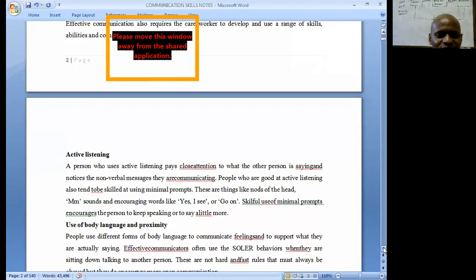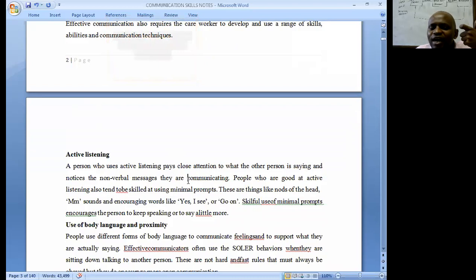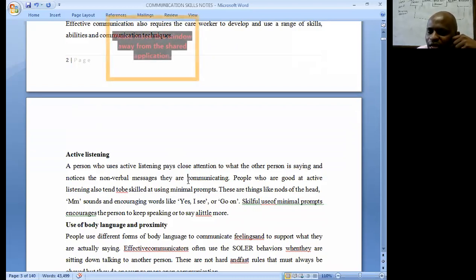active listening. You must be able to actively listen to what your other party is saying. And if you don't listen, then you might end up understanding the wrong message. And this might bring issues at the end of the day. And that is why they normally say a good communicator is a good listener. You must always listen to what the other party is saying. And the more you listen, the more you'll be able to understand what the other party really wants or expects from you.